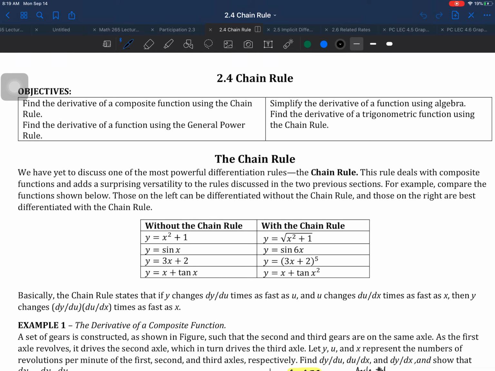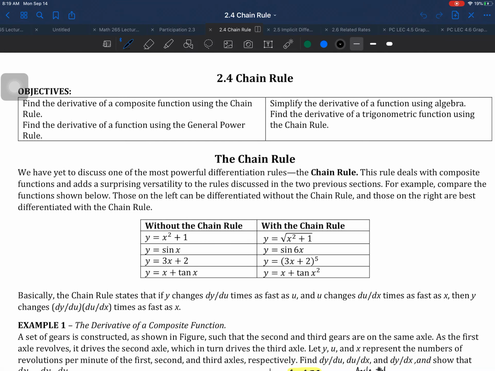Today we'll discuss 2.4. This is one of the big rules from the derivatives. This is known as the chain rule. In this section, we'll discuss finding the derivative of a composite function using the chain rule, finding the derivative of a function using the general power rule, and then simplify the derivative of a function using algebra, and find the derivative of a trig function using the chain rule.